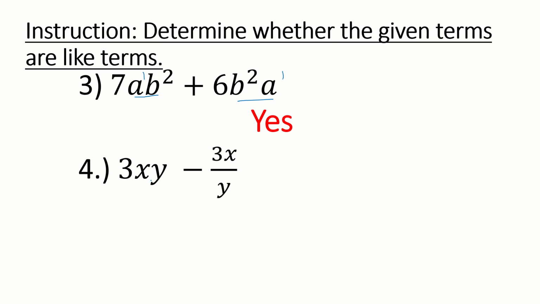How about number 4? 3xy minus 3x over y. Okay, that's correct. The answer is no. The reason why it's no is because the literal coefficient here is xy. And when two variables are next to each other, that's multiplication if you don't see any operation between them. But here, it's x over y. In other words, this fraction bar is an indicator that the operation is a division. So this is x divided by y. So they're not the same. So the answer is no.